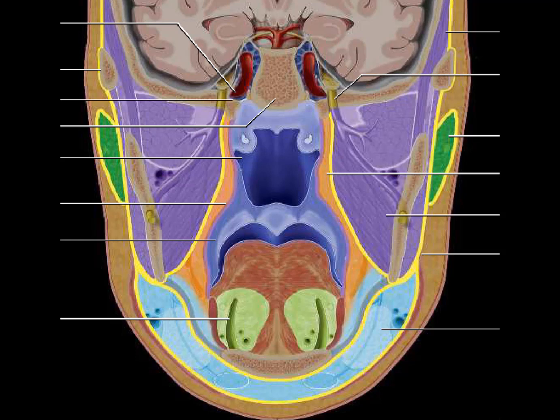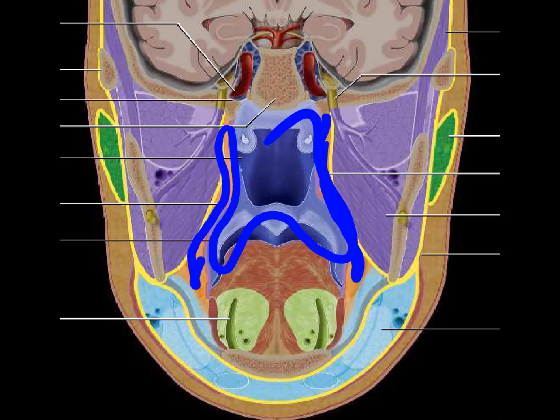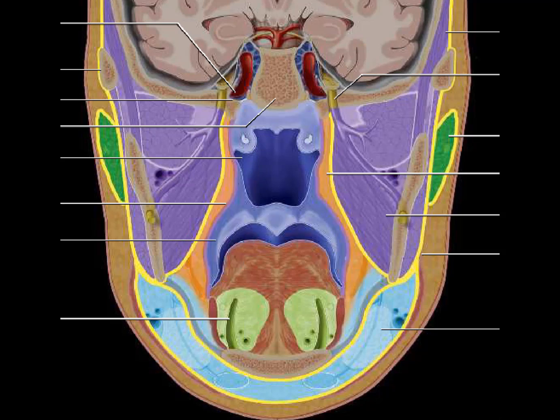So that is the masticator space, and just outside the masticator space we can see some extension of the parotid space. This is the parapharyngeal space, medial to the masticator space and lateral to the pharyngeal mucosal space, the parapharyngeal space on either side. Both of them extend inferiorly into the submandibular space.